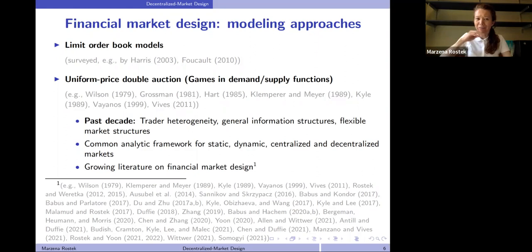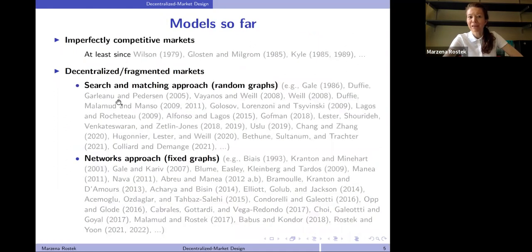All right, let me make a few comments here. So the limit order book models have tended to be more popular in models of decentralized markets based on random search, right, and bilateral transactions. Double auction models have tended to be more popular in markets in which trading relationships are fixed rather than random and can be bilateral or take place through exchanges, private or public.